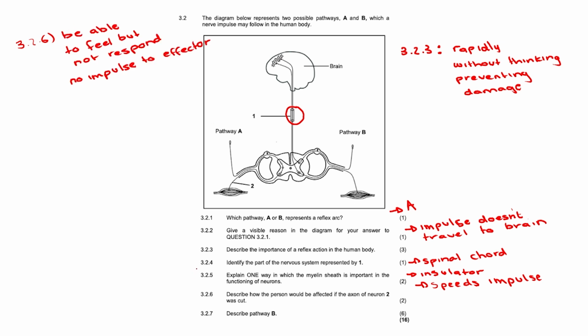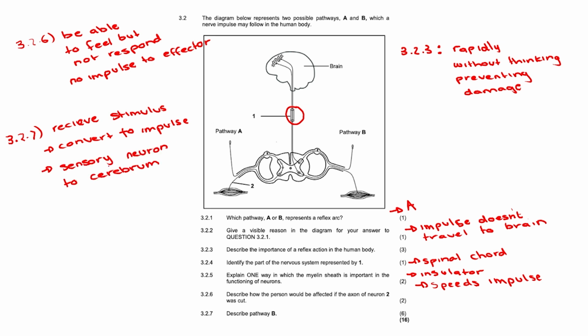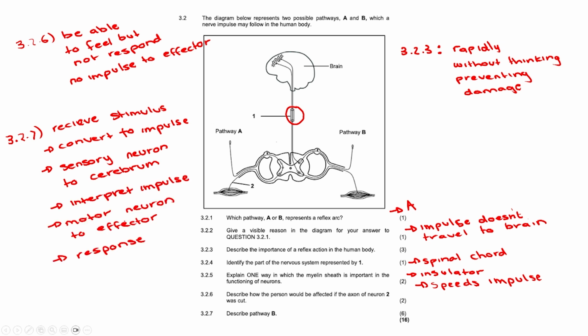Question 3.2.7. Describe pathway B. Pathway B starts with the receptor receiving the stimulus and converting it into an impulse. The impulse is then transported by the sensory neuron via the spinal cord to the cerebrum. The cerebrum interprets the impulse and sends an impulse to the motor neuron, which conducts the impulse to the effector, therefore bringing about a result. And that is the process of pathway B.